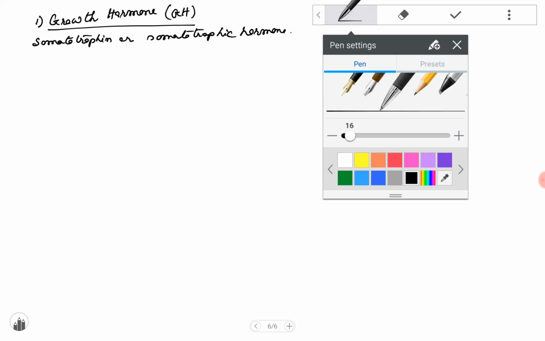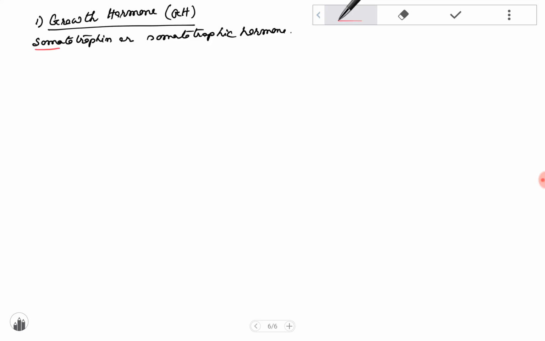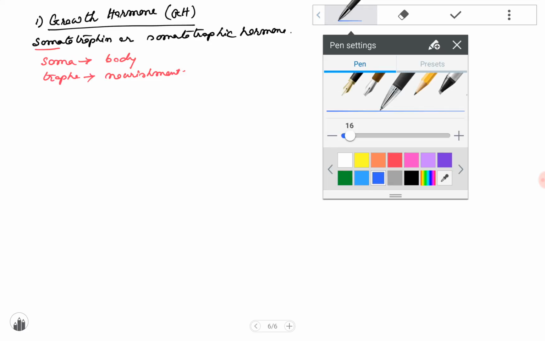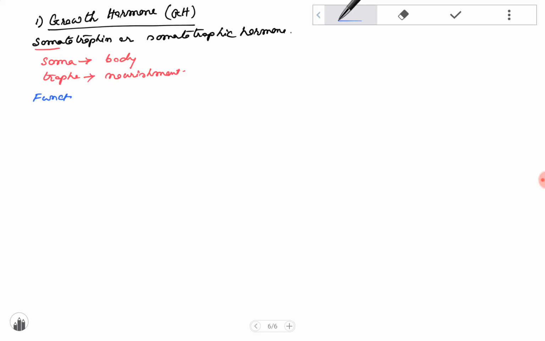Now this soma means body, and trophy means nourishment. Now, what are its functions? It regulates the growth of the body by protein metabolism.